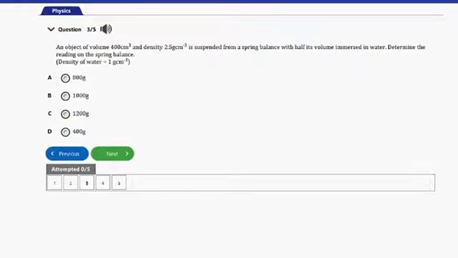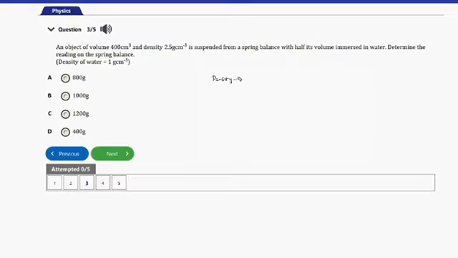So the next question here is question number 3. It says, an object of volume 400 cm cubed and density 2.5 gram per cm cubed is suspended from a spring balance with half its volume immersed in water. Determine the reading of the spring balance. So guys, let's go ahead and calculate for this.